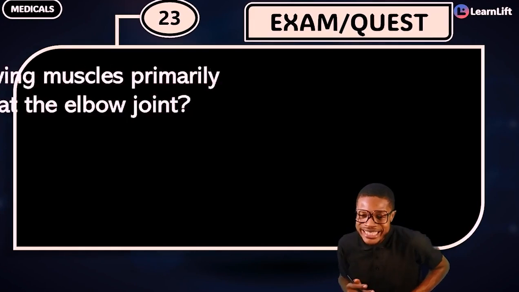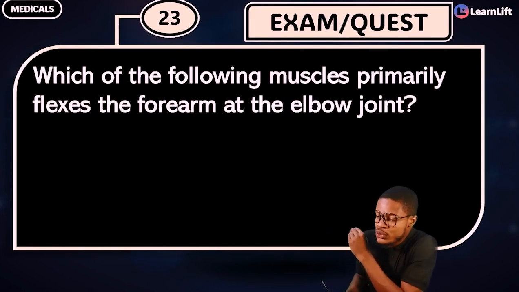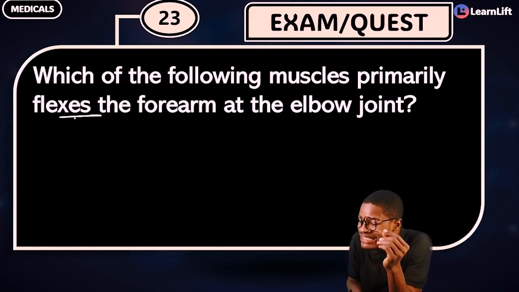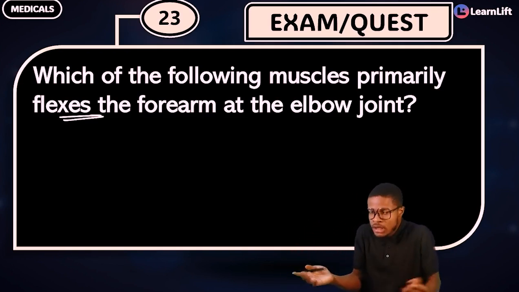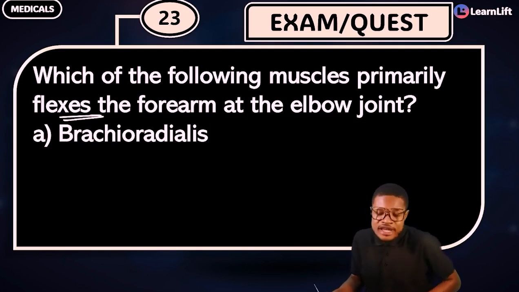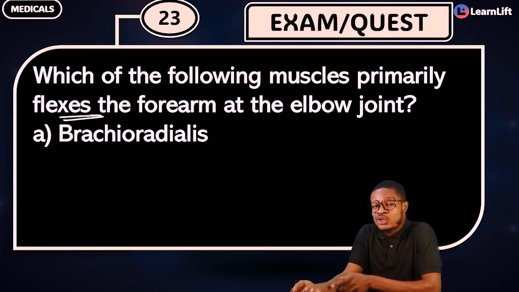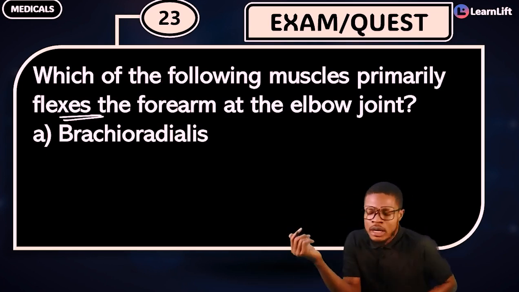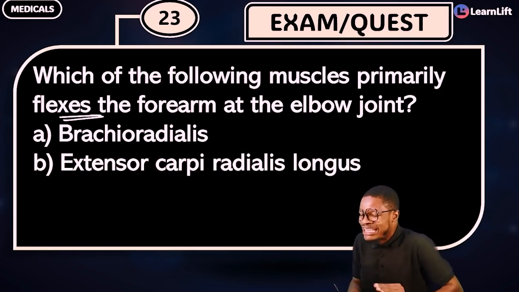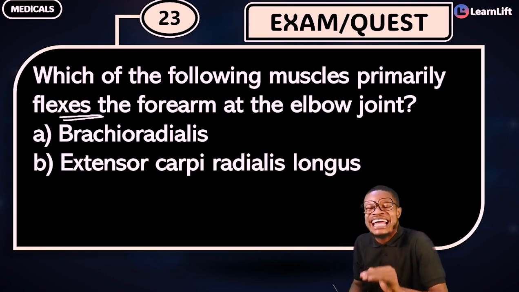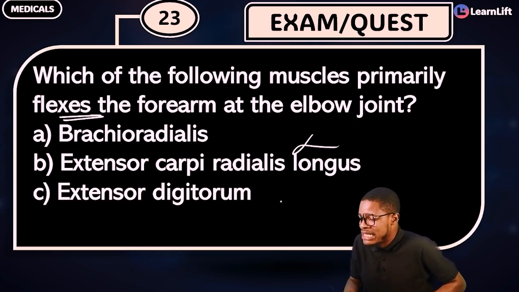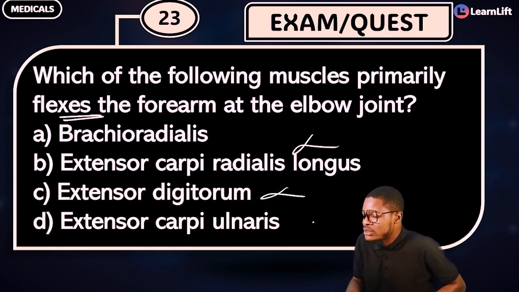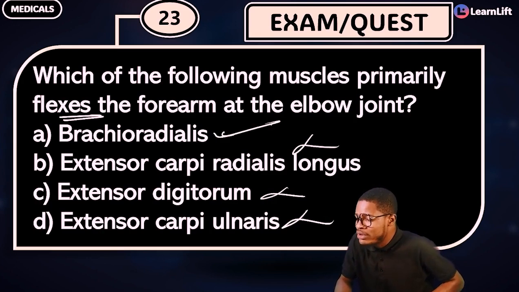The question says, which of the following muscles primarily flexes the forearm at the elbow joint? Option A says brachioradialis. Where is it coming from? Brachium to the radius. Of course, it will flex the elbow, right? Option B says extensor carpi radialis longus. No, nothing concerns this guy there. Option C says extensor digitorum. Option D says extensor carpi ulnaris. So is the answer brachioradialis?